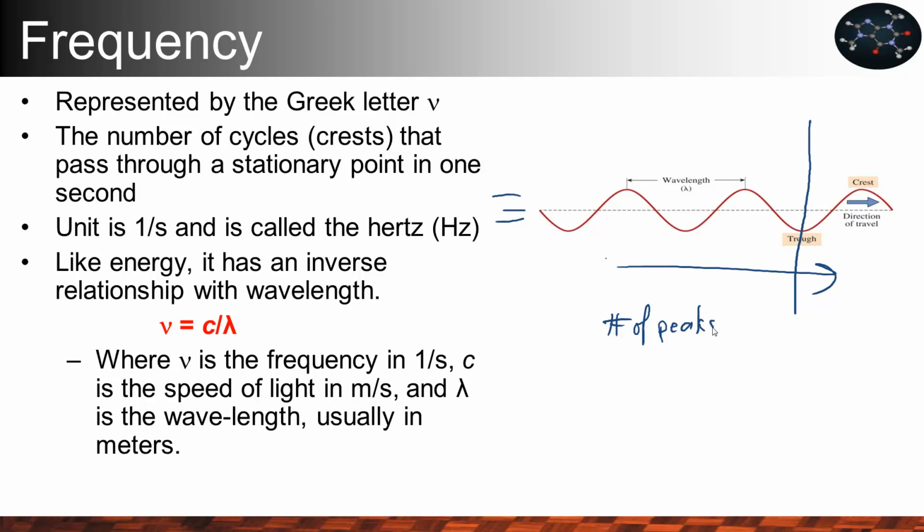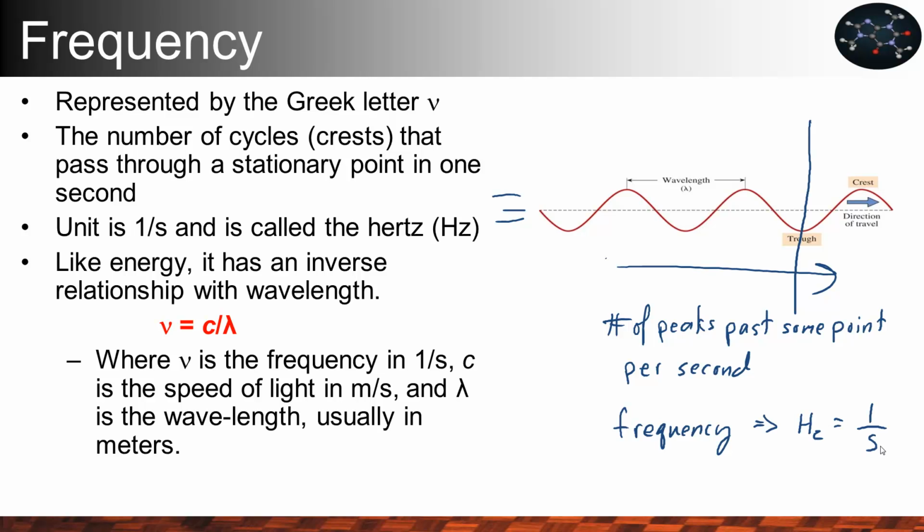the number of peaks that go past some point in space, and that's per second, we refer to as the frequency of the light, specifically measured in hertz. Hertz, Hz, all that is 1 over seconds. So if we put it all in one line without having to write it as a fraction, it's the times per second, hertz, frequency.